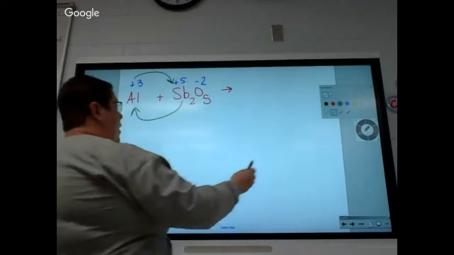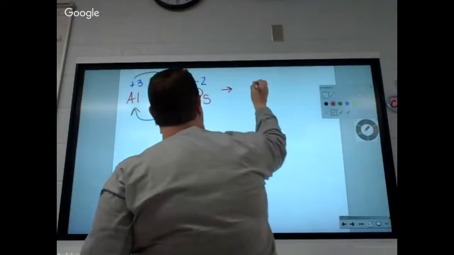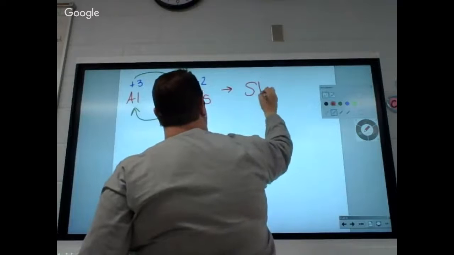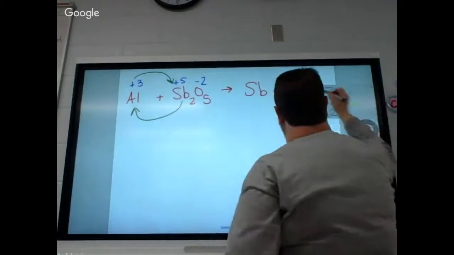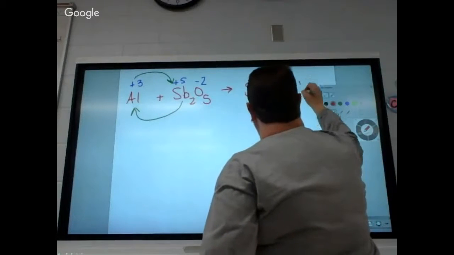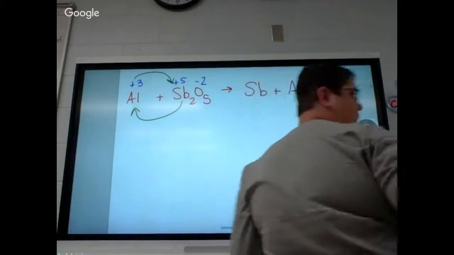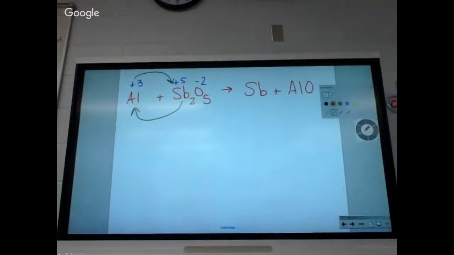Okay, so antimony is now going to be by itself, and aluminum is now going to be what? It's going to be with the other. Is everybody with how I made the switch before I do anything with the numbers? Okay, because that's the hard part. Once you got that done, the numbers aren't as hard to do. Some people put the two positives together. We're not putting the two positives together.